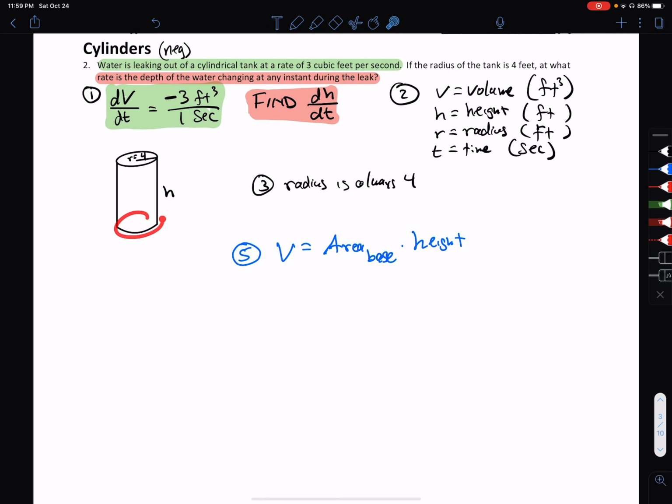Well, the area of the base of a cylinder is a circle. Area of a circle is pi r squared. And then the height of the cylinder we defined as being h.